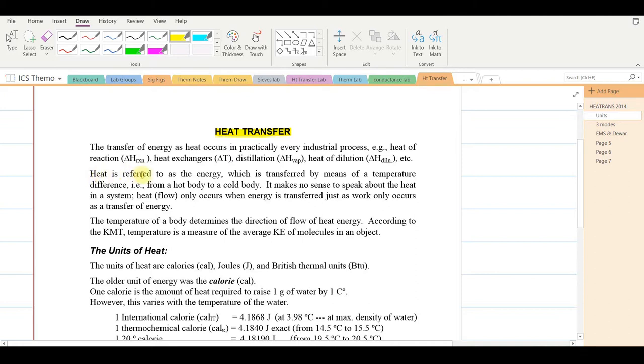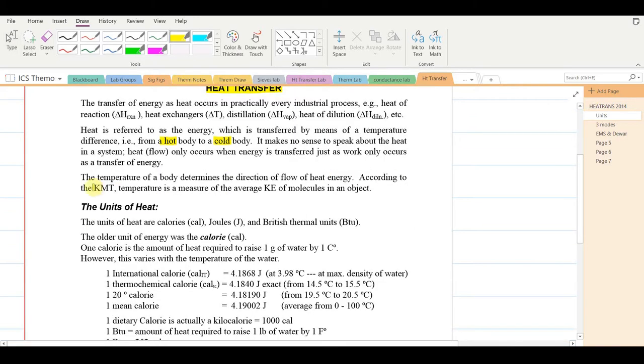Heat is referred to as energy which is transferred by means of a temperature difference. It's always from a hot body to a cold body. It makes no sense to speak about heat in a system. Heat flow only occurs when energy is transferred, just as work only occurs as energy is transferred. According to the kinetic molecular theory, temperature is a measure of the average kinetic energy of molecules in an object.